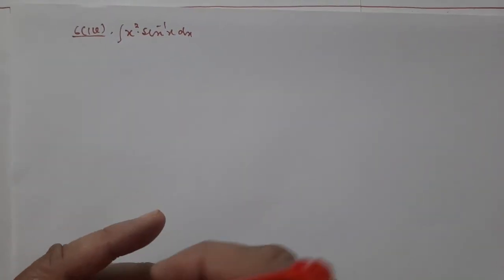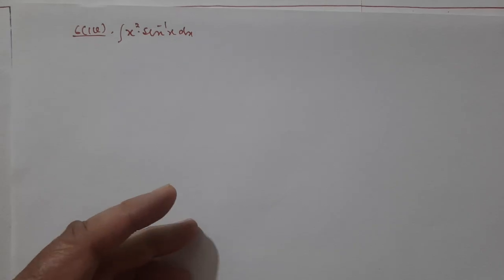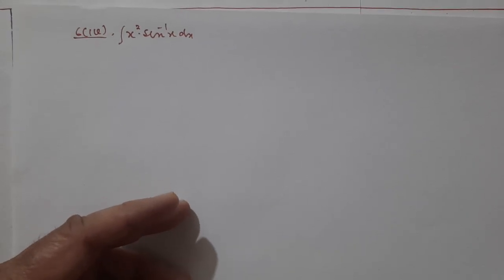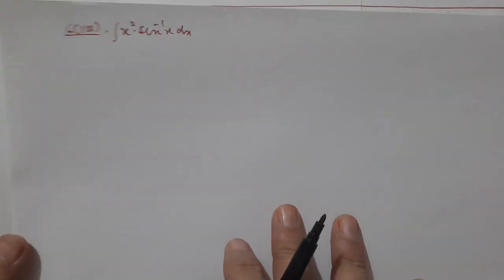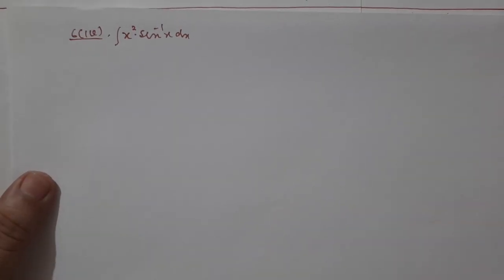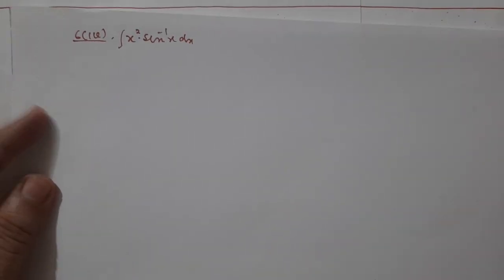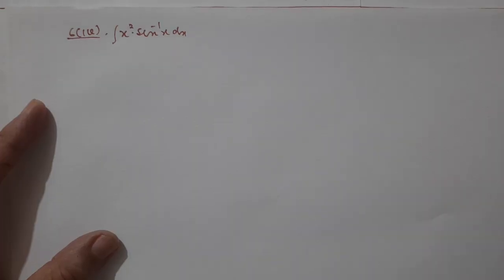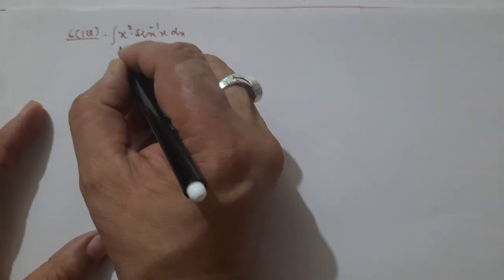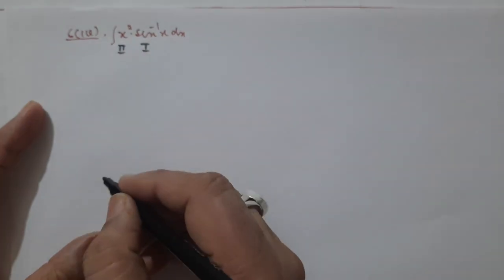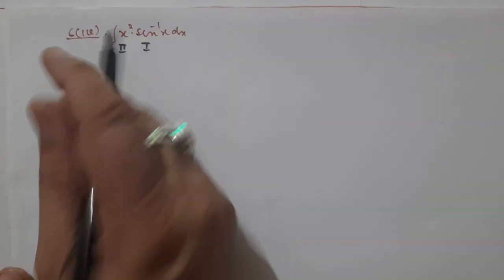Now students, let us integrate this question. The rule is the same. We have to apply the formula of integration by parts. So let us see how to start the question. Students, as I told you, we take sine inverse x as the first function and x square as the second function according to ILATE.